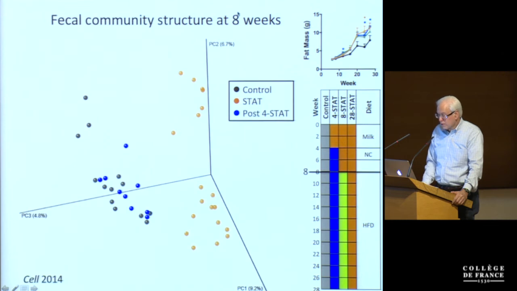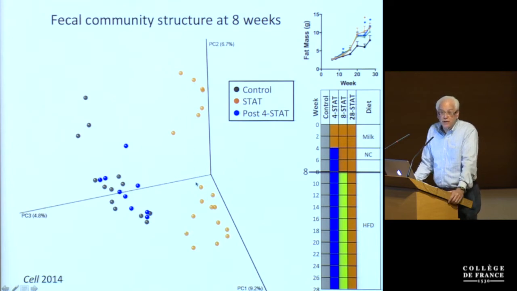Now we're going to turn to 8 weeks. And this is maybe the second scary slide. So at 8 weeks, we have 3 groups of mice. No antibiotics, continued antibiotics, or 4 weeks of antibiotics, and then we stop the antibiotics. So now we look at the community structure. Here are the controls in black, continued antibiotics in orange. They're more separate than before, which is not surprising. One group is continuing to get antibiotics. But the group that stopped antibiotics, their microbiota have reverted to normal.